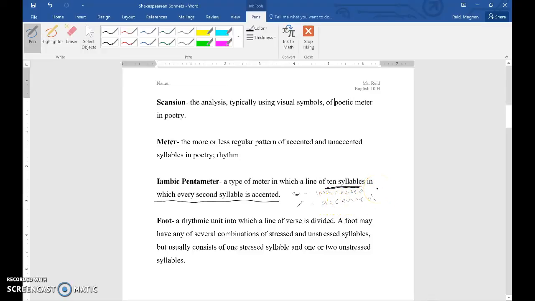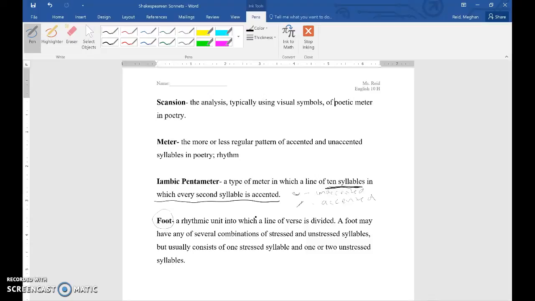The more and more we practice this, the easier it's going to be. And once we really look at it, I think that it will make a lot more sense. But again, having the foundation of a definition can be very beneficial. So these 10 syllables are broken down into what we call a foot. And a foot is a rhythmic unit into which a line of verse is divided. So feet have combinations of stressed and unstressed syllables. And so the idea is that we're kind of looking for this pattern.